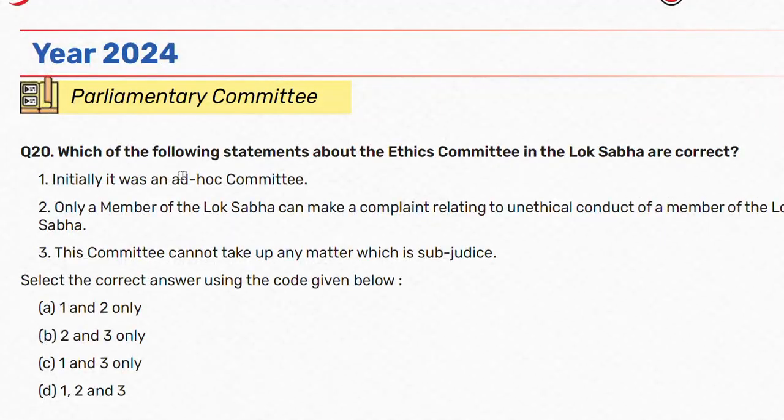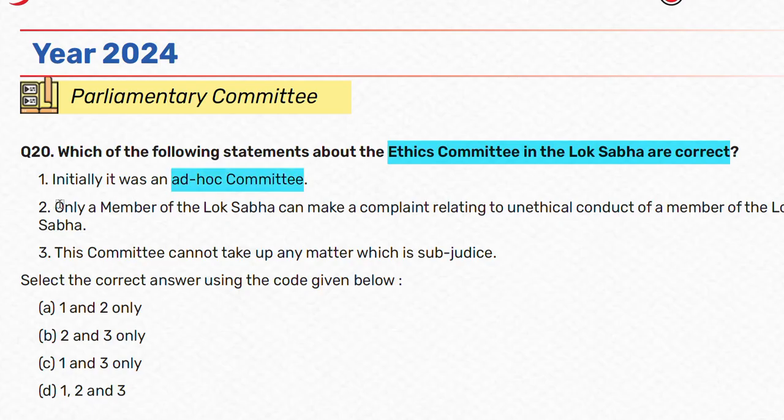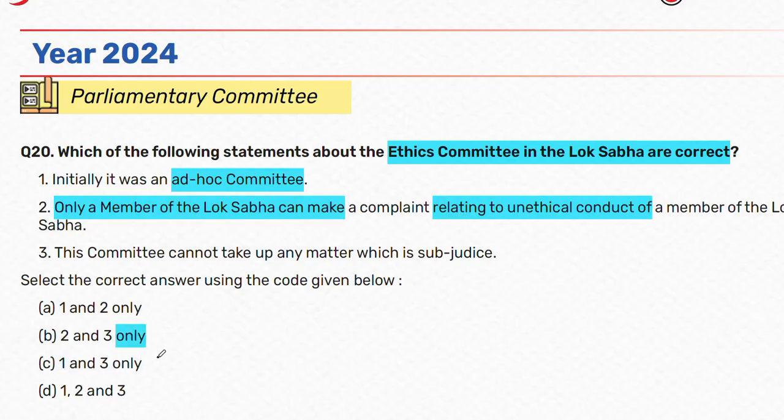Which of the following statements about the Ethics Committee in the Lok Sabha are correct? Initially, it was an ad hoc committee. Correct. Only a member of Lok Sabha can make a complaint related to unethical conduct. No, not only, but also a member of the Rajya Sabha or any other member can. So two has gone. So C will be the correct answer.